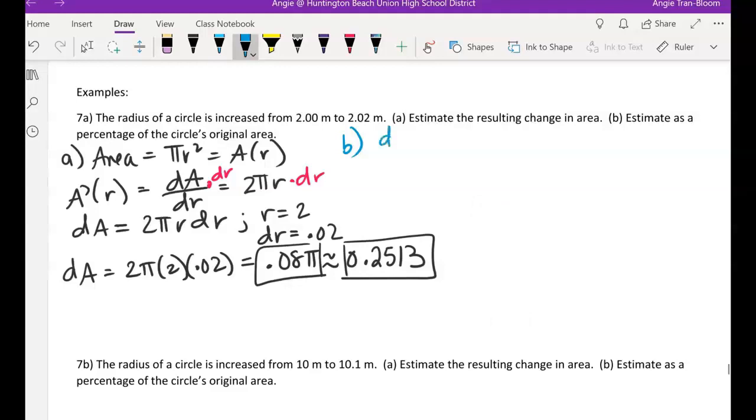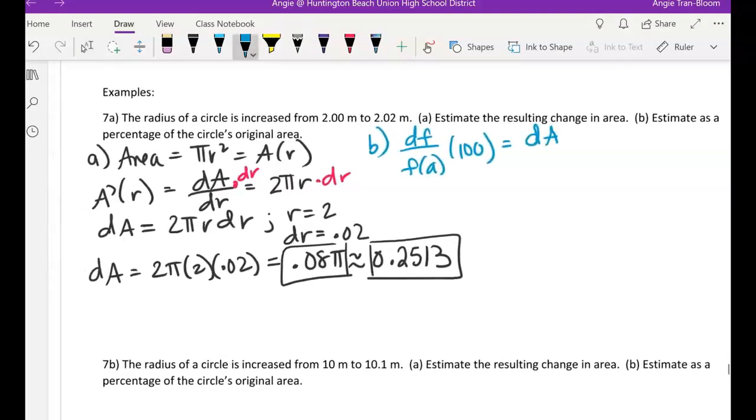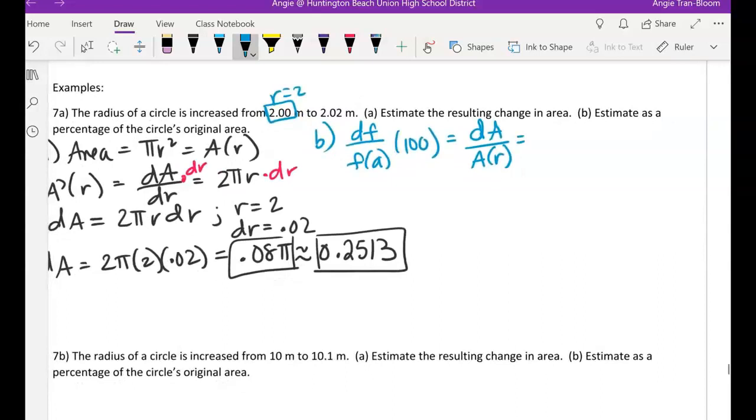So that means percentage means dF over F of a, and then I'm going to multiply by 100. Well, I don't have F, I don't have dF, but I do have dA, right? I don't have F of a, but I have the change in the area, and area of r, okay? Remember, r was originally starting out as 2, okay? So if we do that and we multiply by 100, we're good. The change in area we found, I'm going to use the exact value, which is over here, of 0.08 pi.